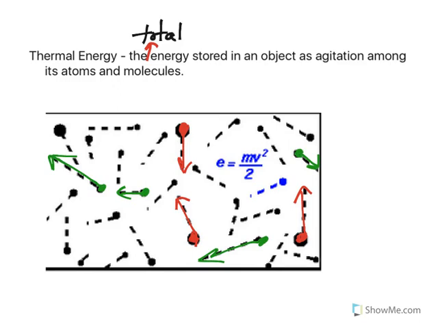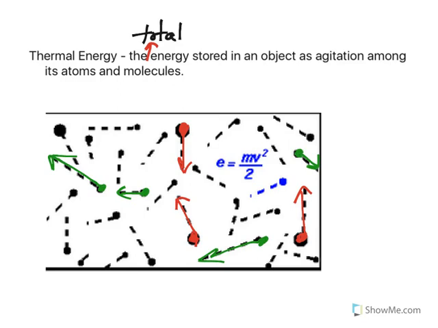So keep in mind that temperature refers to the average speed of the particles in the material, whereas thermal energy refers to the total speed of the particles, or the total energy stored in the gas. It is the sum of the particles' speeds.